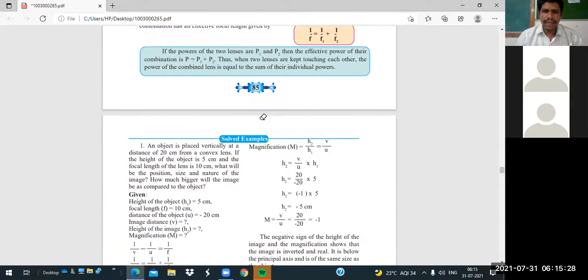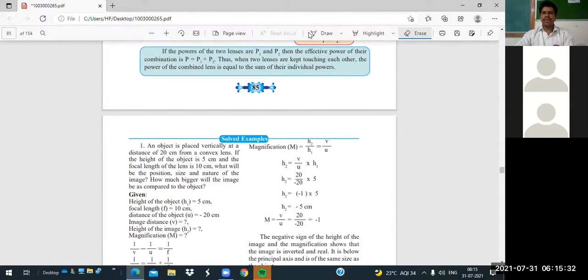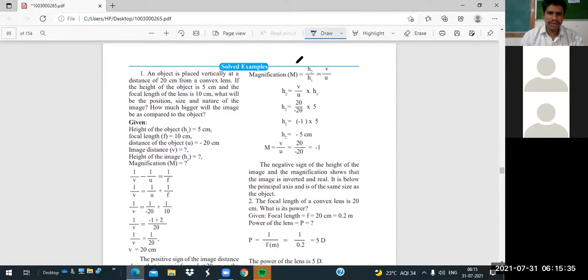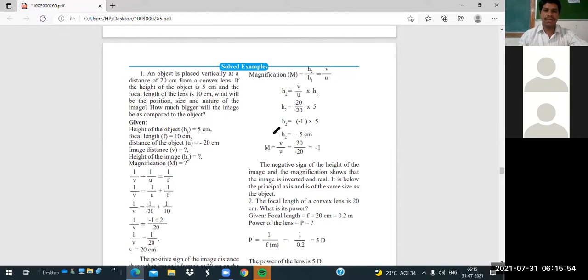Okay, then we are going to see the solved examples which are given on this basis. So what is this first question? An object is placed vertically at a distance of 20 centimeter from a convex lens. If the height of the object is 5 centimeter and the focal length of the lens is 10 centimeter, what will be the position, size, and nature of the image? How much bigger will the image be as compared to the object?